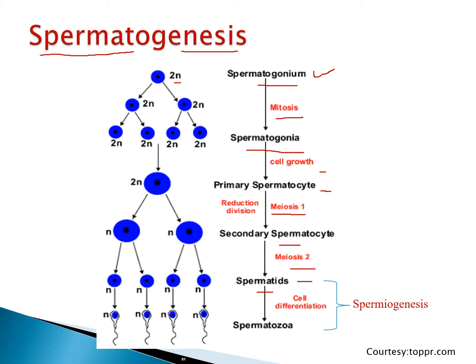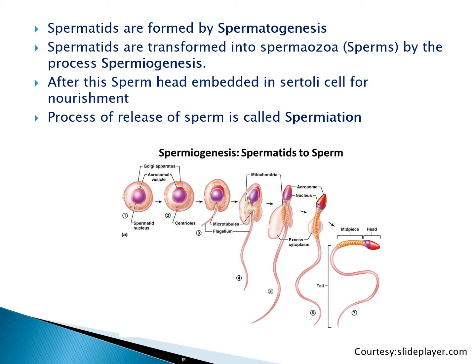When the spermatids undergo cell differentiation, they make the spermatozoa. This process of making spermatozoa from the spermatids is called spermiogenesis. So, as we have studied, spermatids are formed by the process of spermatogenesis, and they are transformed into the spermatozoa or the sperm by spermiogenesis. After this, the sperm head is embedded into the Sertoli cells, which provide nourishment to the growing sperms, and the process of release of sperm is called spermiation.